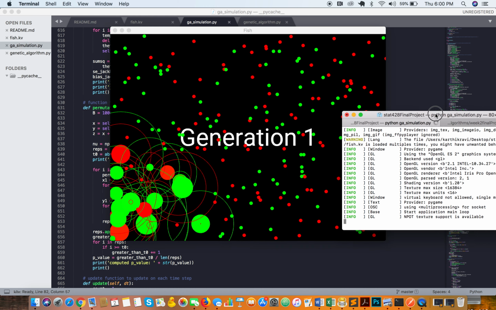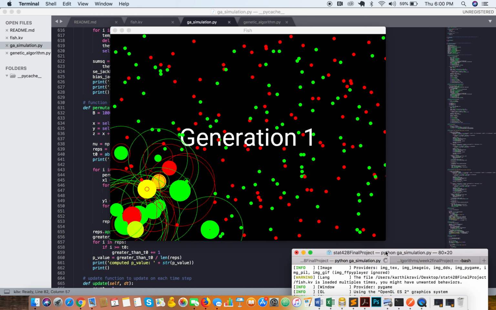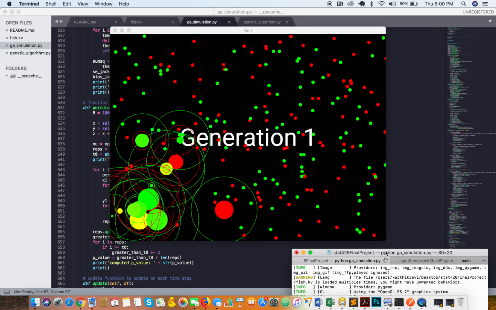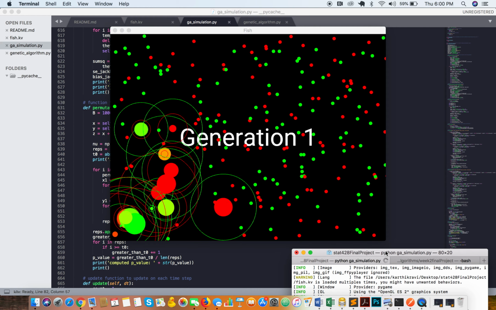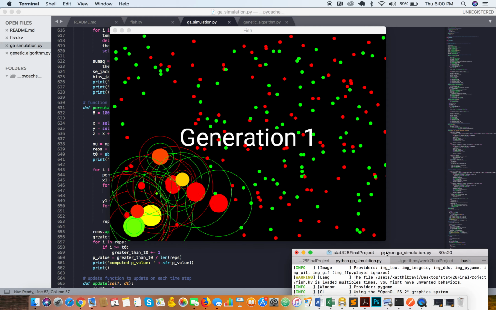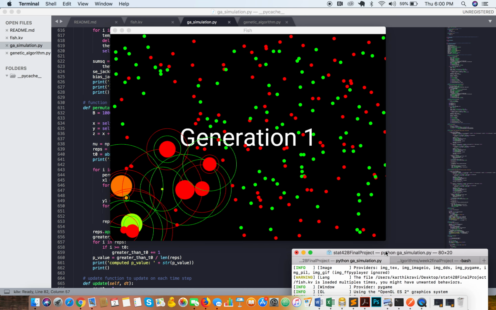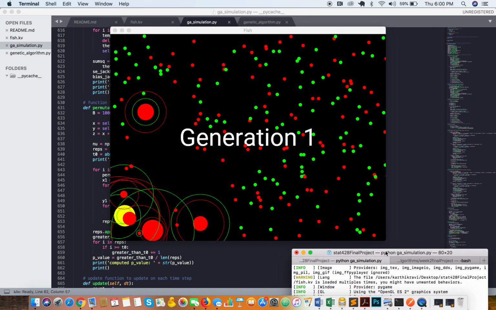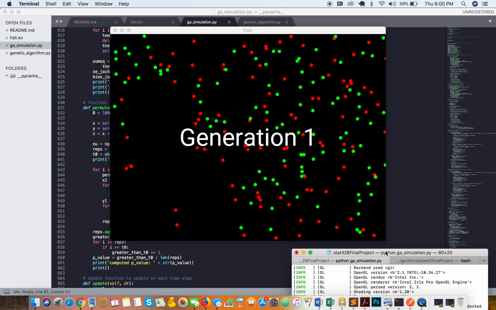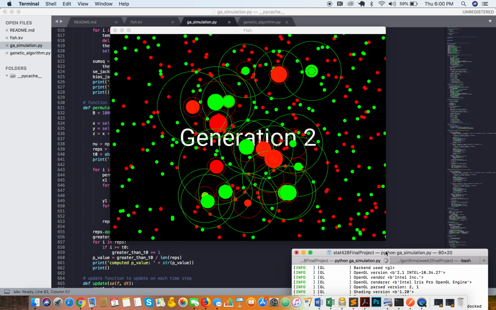I'll just move this out of the way really quickly. Cool. So as you can see, these organisms are basically just moving around. The green dots are food, and the red dots are poison. And basically, these organisms are moving around trying to eat more food and trying to avoid poison. And the fitness of each organism is basically the square of the number of food particles that they actually eat.